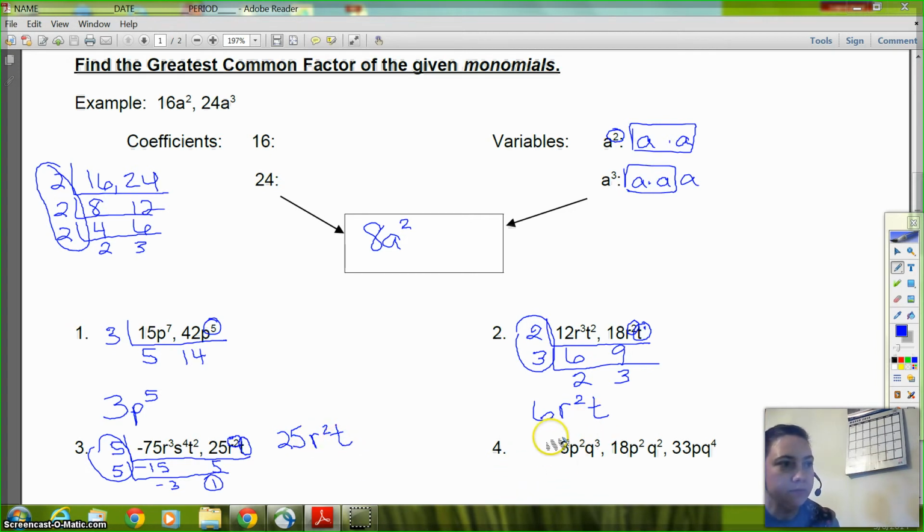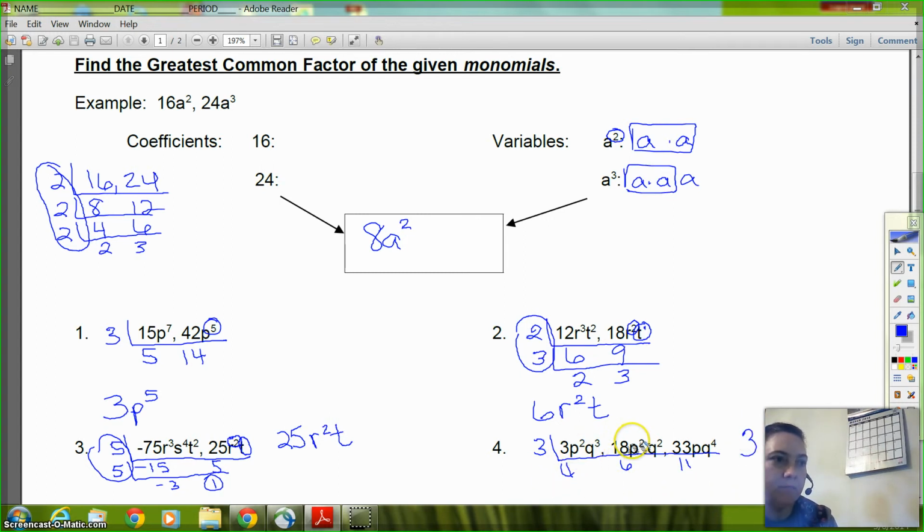Okay, number 4, I'm going to use my ladder method again, and yes, it works on more than 2 terms. They can all be divided by 3. And I get 1 left, 6 left, and 11 left. So I'm down to 1, so that means I'm done. So I know they have a coefficient of 3 in common.